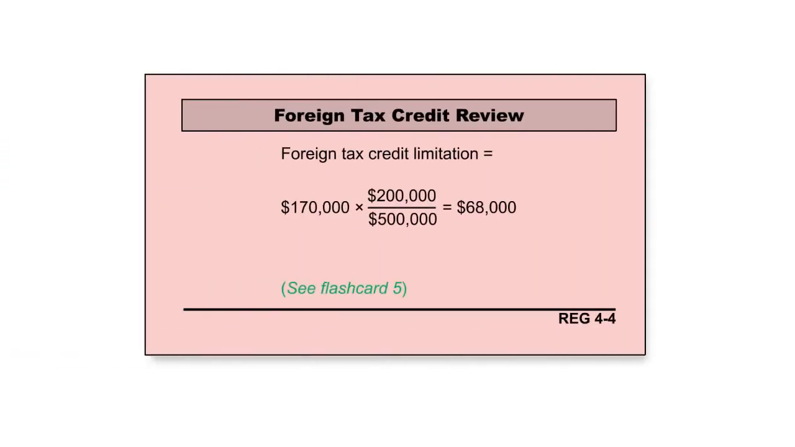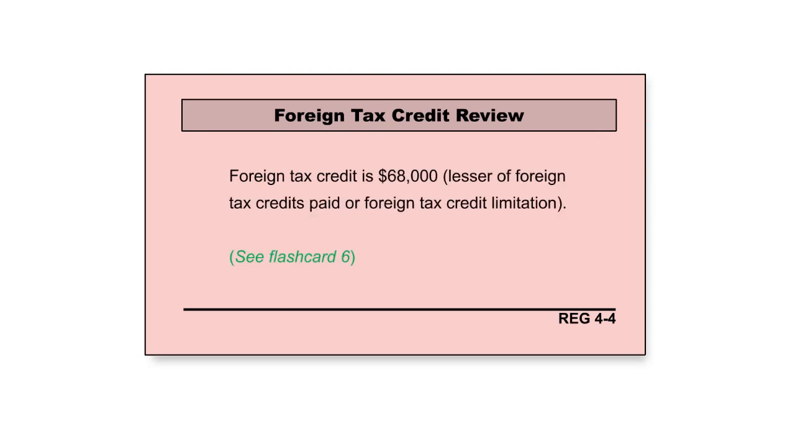So what we do is we say we have $170,000 of potential U.S. tax. We take the $200,000 of foreign sourced income over the total worldwide income, which is the $200,000 of foreign source plus the $300,000 of U.S. source; 200 plus 300 equals 500. So 40% of the U.S. tax, 2/5, can be forgiven. 40% of the U.S. tax of 170 might be forgiven. That's $68,000. So we now compare the 68,000 to the foreign taxes paid.